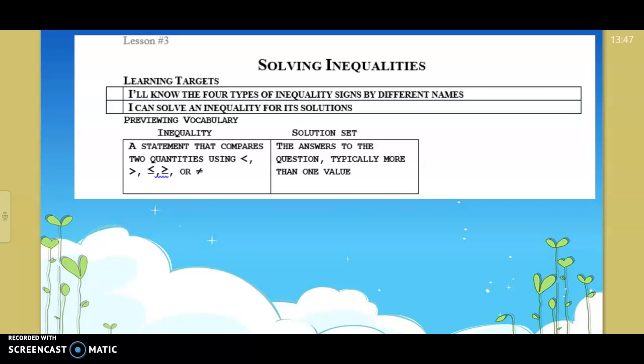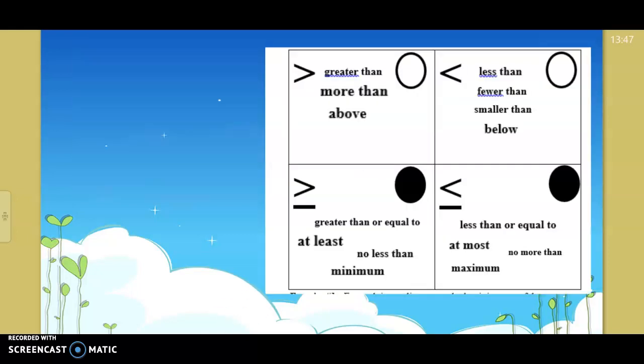It's one of those symbols that you see in front of you. Sometimes they have the line underneath it, but know that we're not talking about equal signs today. And then a solution set. Usually with equations, we have one answer. Here we could have more than one answer.